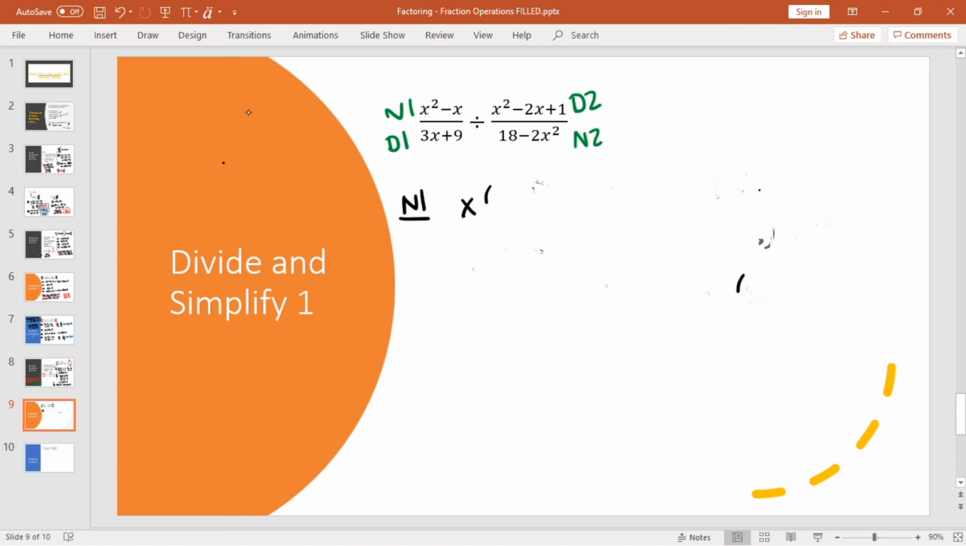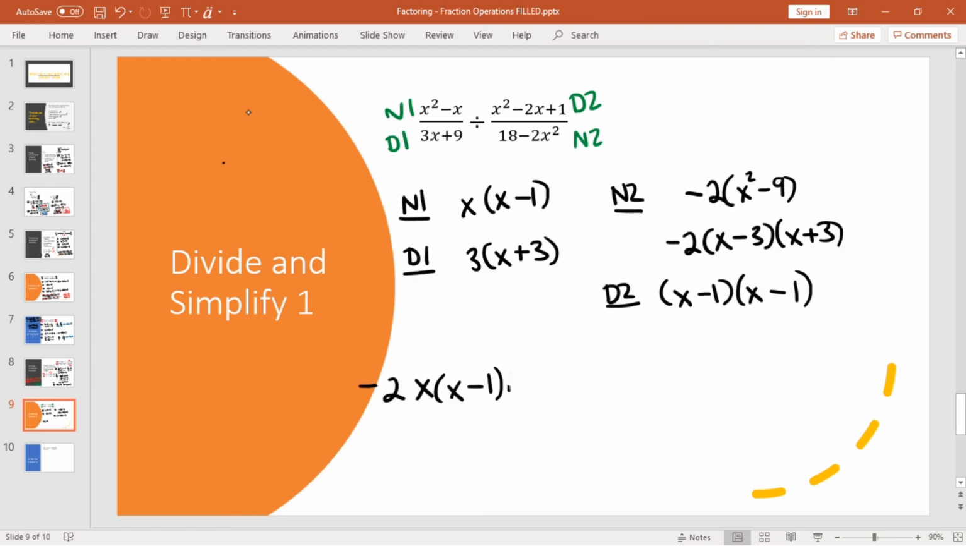Put them all together. All the numerators go together, N1, N2, put the -2 in front so I don't lose it. Then we're going to put all the denominators together. 3 onto x plus 3, and x minus 1, and another x minus 1.